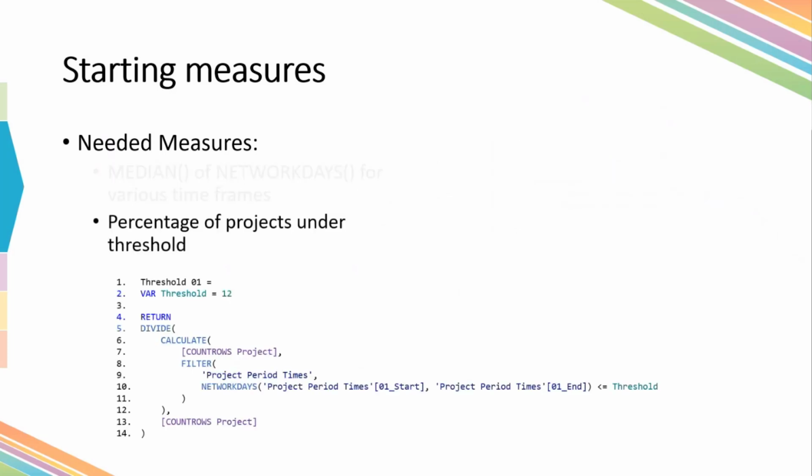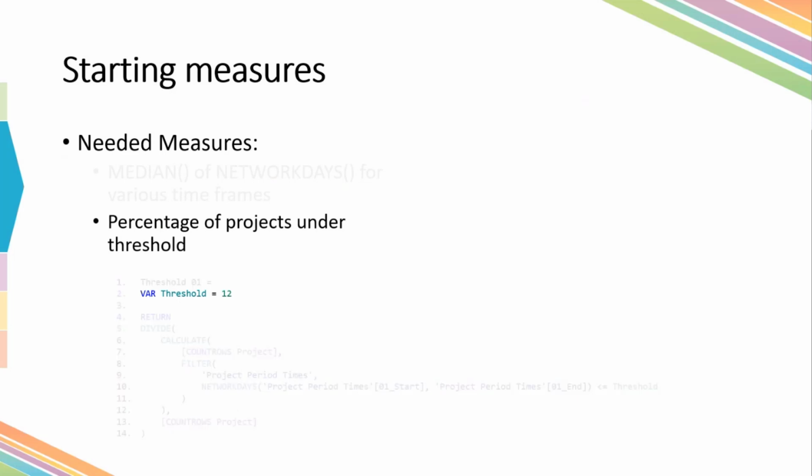Then you have the percentage of the projects underneath the threshold. In this case, at the start, I have given the threshold as a variable. It's just a bit easier to put it at the start because then I can just copy and paste this layout for all the different threshold measures and just implement the different values here, and I don't have to search for it in the measure itself.